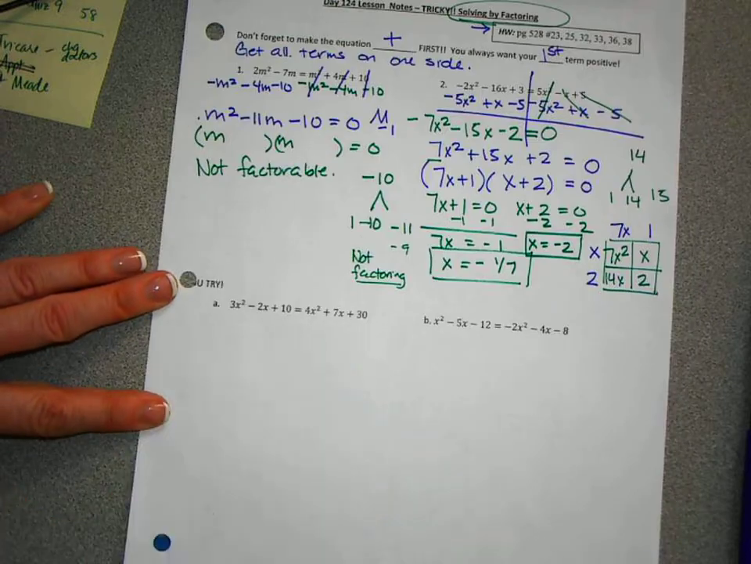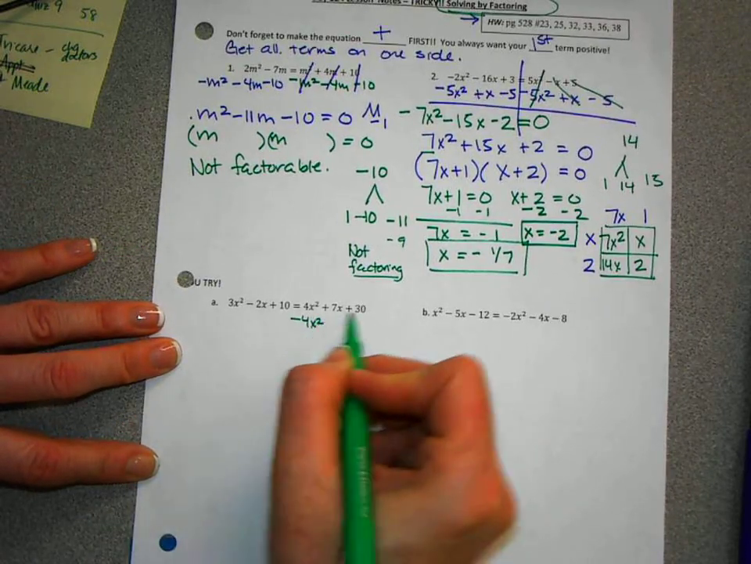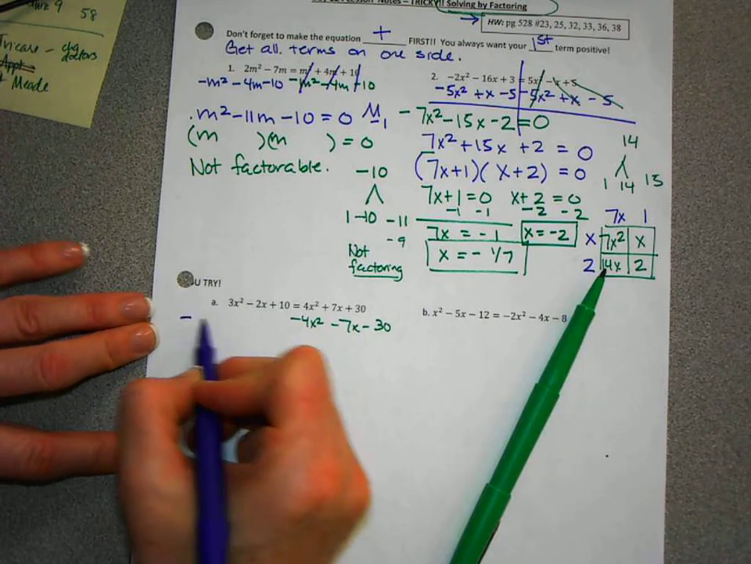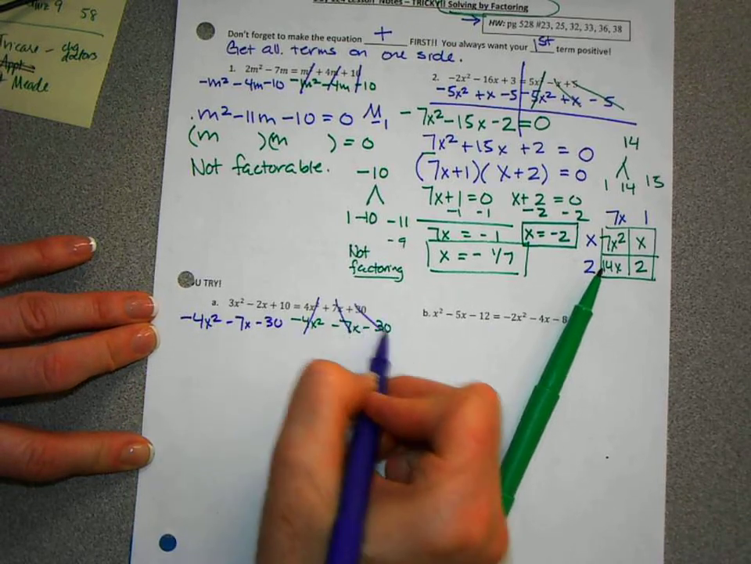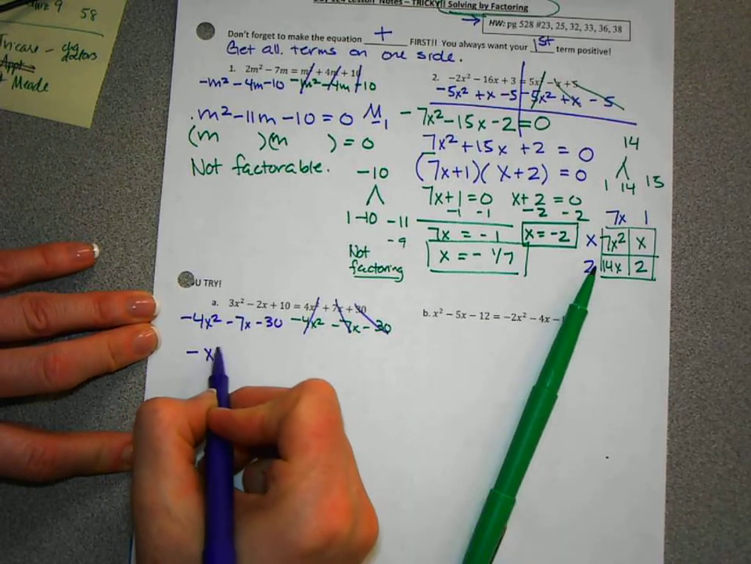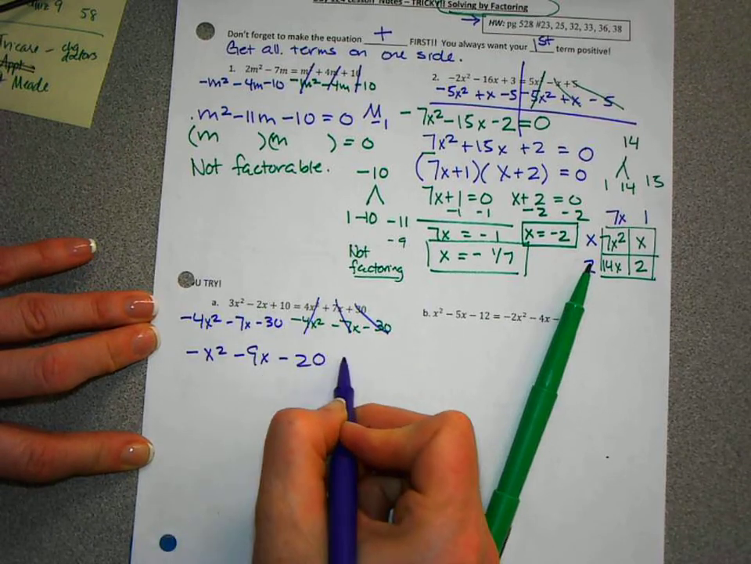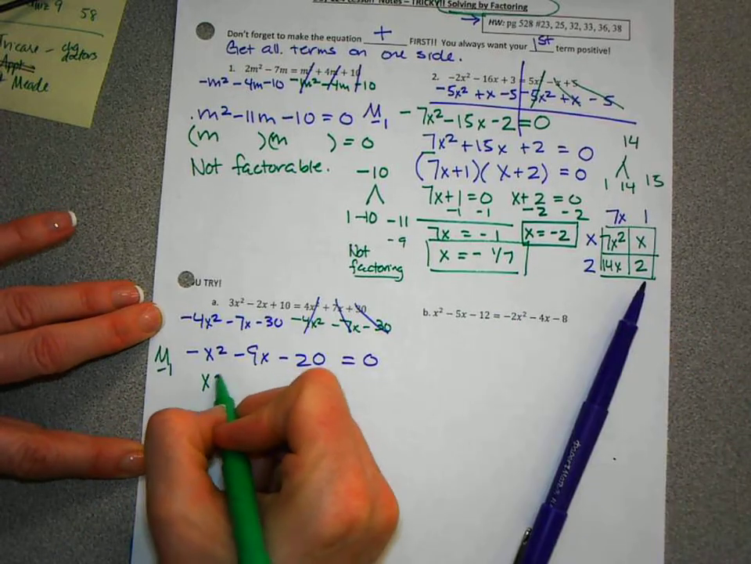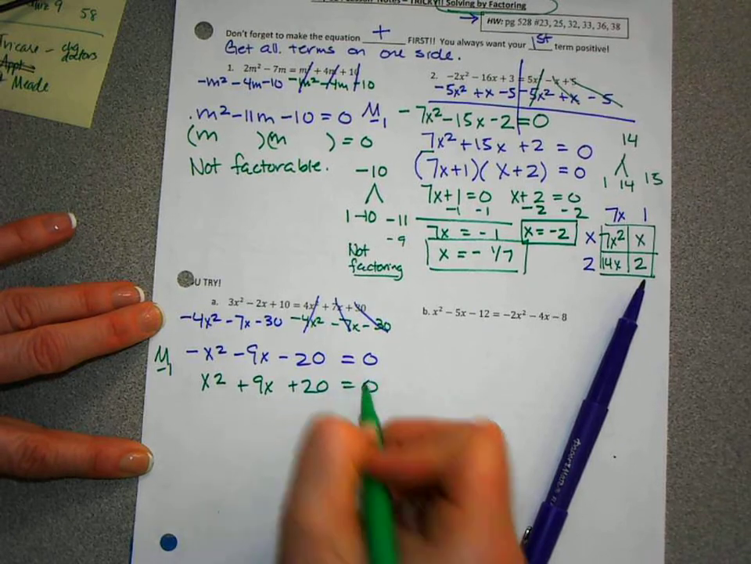Here we go. Same situation. Let's get everything to the left. So I'm going to subtract 4x squared, minus 7x, minus 30. Minus 4x squared, everything cancels on the right, and I get negative x squared, add those, negative 9x minus 20 equals 0. I don't like the negative 1. I get x squared plus 9x plus 20 equals 0.